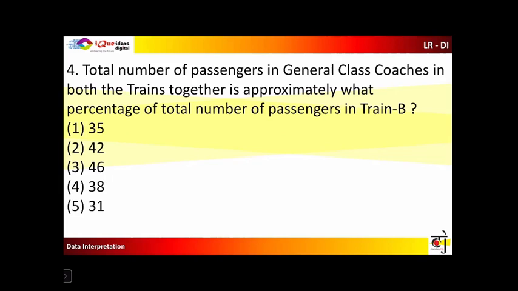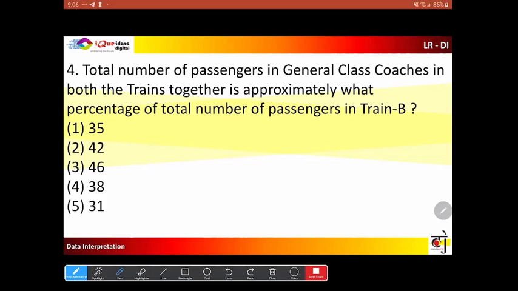It's maths. Total number of passengers in general class coaches in both the trains together is approximately what percentage of the total number of passengers in train B? It's 241. Sir, 141. It's 141. 241, sir. So 281 will come. Sir, it is 281. What are you doing? 241 and 140. These are saying different things. This is 141, so 281 will come, right?